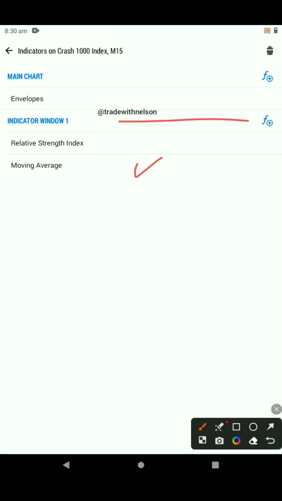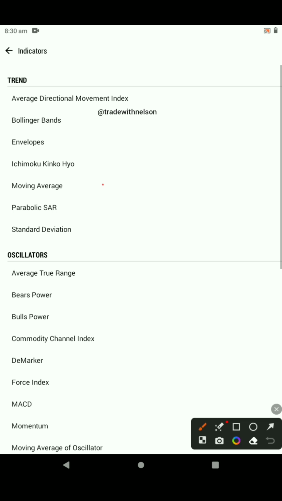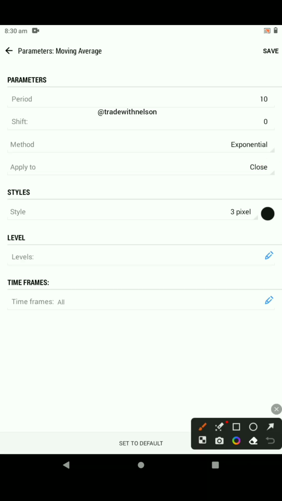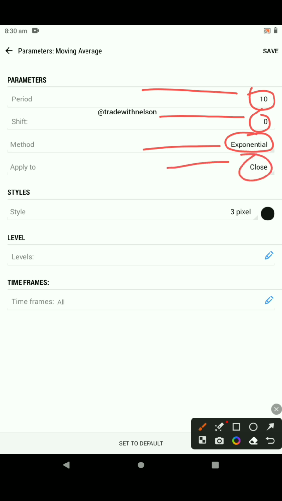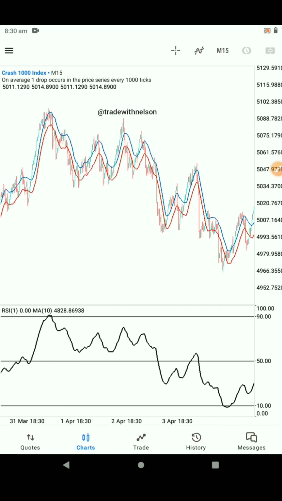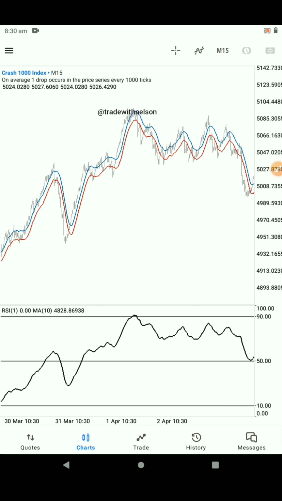For the moving average, click on the F icon on indicators Windows 1, moving average. Make your period to be 10, shift to be 0, method to be exponential, apply to close, style 3 pixels, select a color of your choice. After that, click on save. So if you follow my settings correctly, your chart should look exactly as what you see over here.